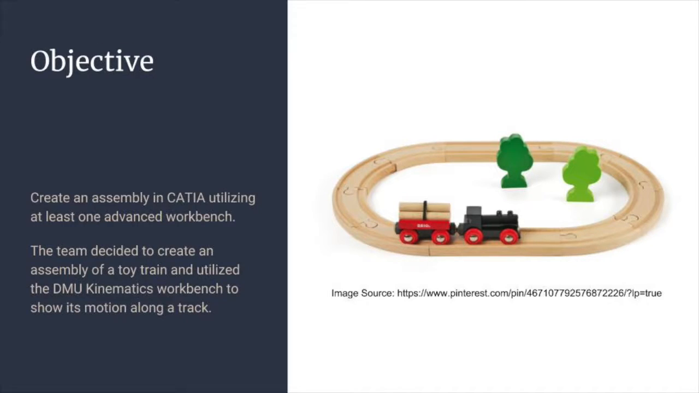Alright, so we're going to start off with our project overview. The objective of this project was to create an assembly in CATIA utilizing at least one advanced workbench. Both Caitlyn and I decided to create an assembly of a toy train and utilize the DMU kinematics workbench to show its motion along a track. On the right, you can see a toy train that really inspired us for our design.